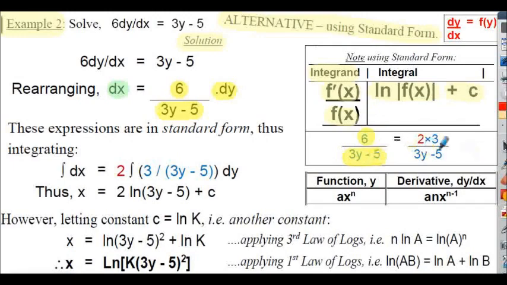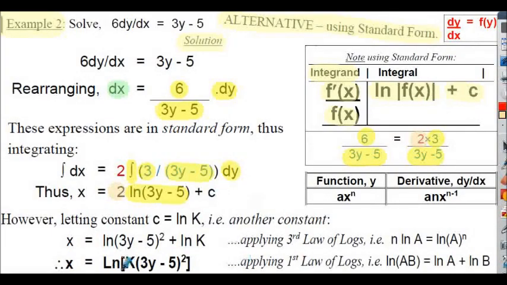So we could write this fraction as 2 times 3 divided by 3y minus 5. Now we have the standard form: the numerator on the top line, 3, is the differential of the denominator, the bottom line, but we need to factor it by 2. So to make it standard form, my integral has to be written like this: 3 divided by 3y minus 5, integrating with respect to y, will produce the standard solution of ln 3y minus 5, but we now need to factor it by the 2.